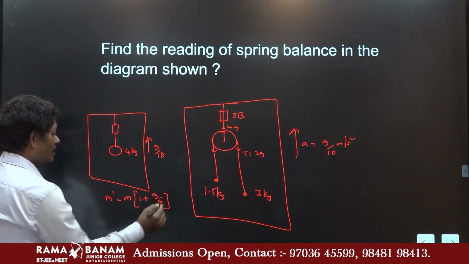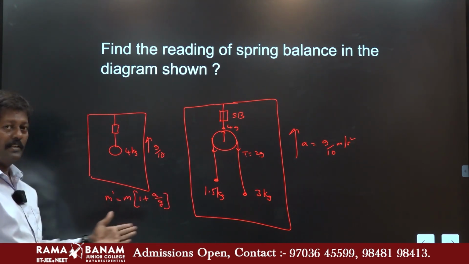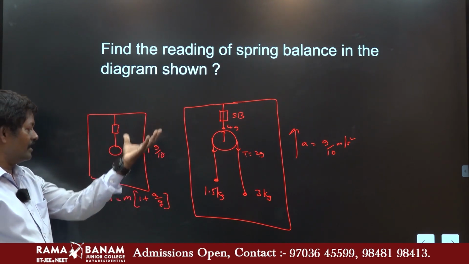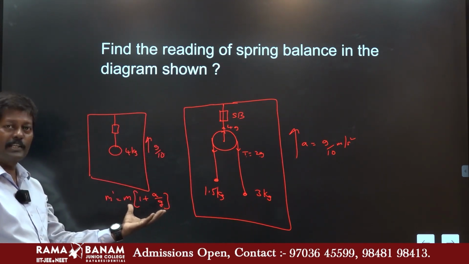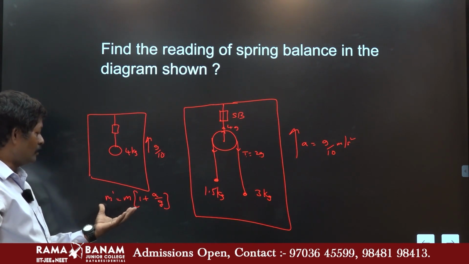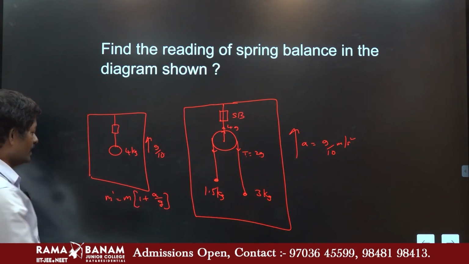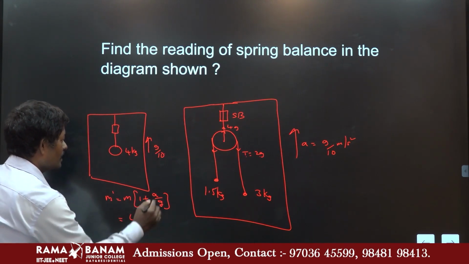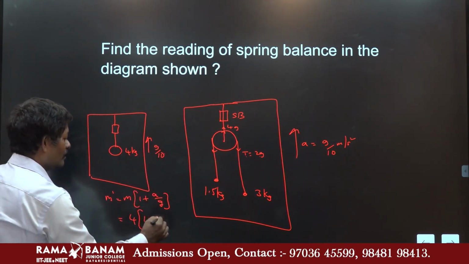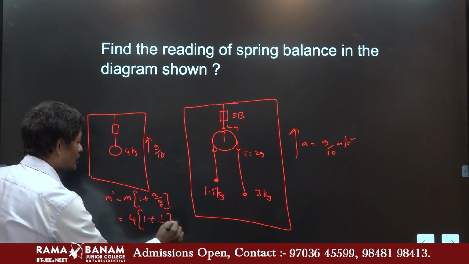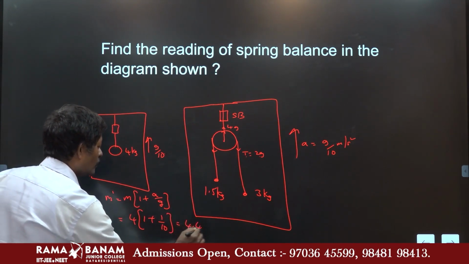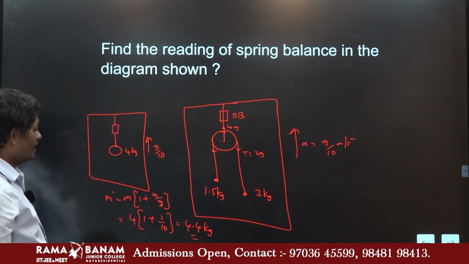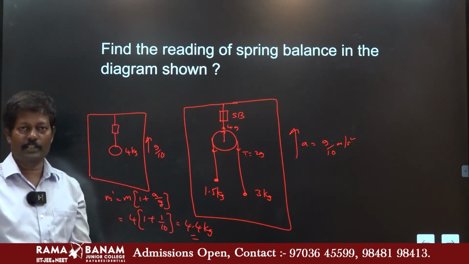So now you can write m dash equal to m into 1 plus a by g. You know this formula. All the students use it in lift problems: when the lift is going up with acceleration, the mass appears to increase. So you have m dash equal to m into 1 plus a by g. That is, m is 4, into 1 plus a by g, which is 1 by 10. This comes to 4.4 kg after solving it. 11 by 10, 44 by 10, 4.4 kg.